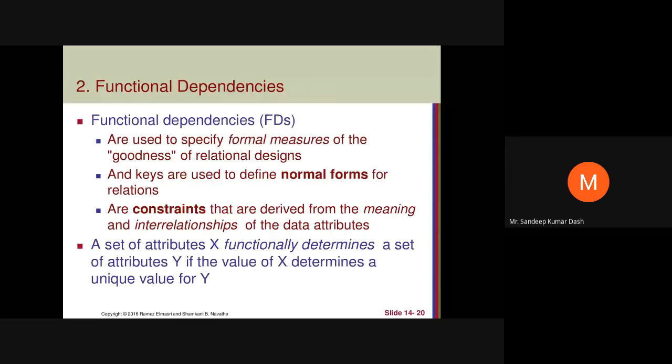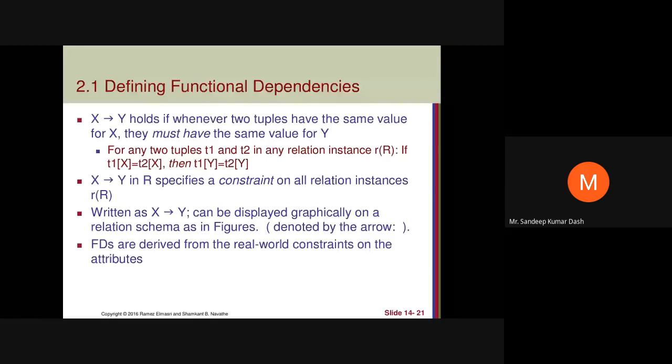Means it is represented database-wise like this. For any two tuples, that means for any two rows you select, suppose your relation has 1000 rows or 10 rows or 5 rows, any two rows you select. Say name them as T1 and T2.